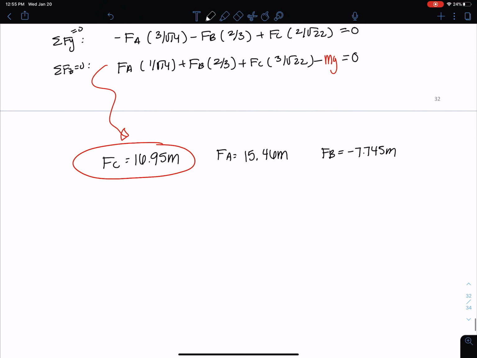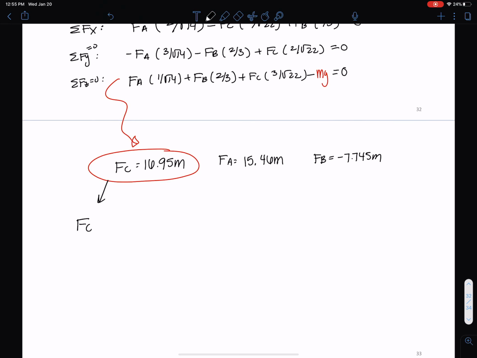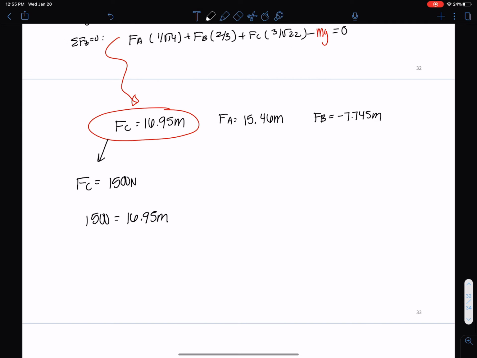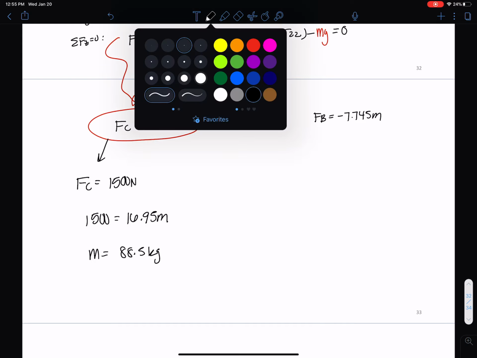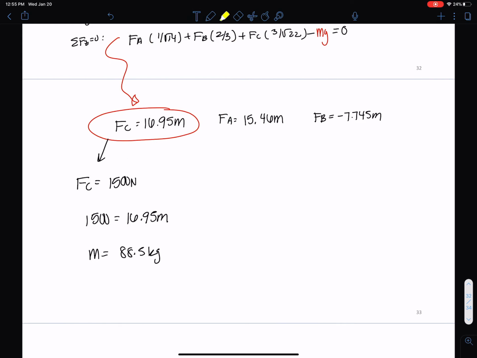So we're going to set this equal to 1500 newtons. And if we do that, we get 1500 equals 16.95 m. And then we would solve for m as 88.5. And sure enough, if we were to plug this in to any of the FB or FA, we would not get over 1500 because it's less than 16.95 for both of those. Okay?